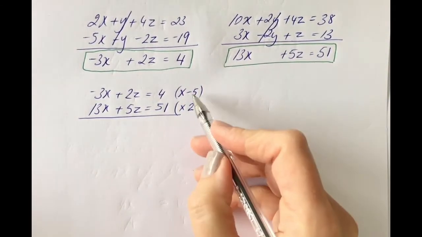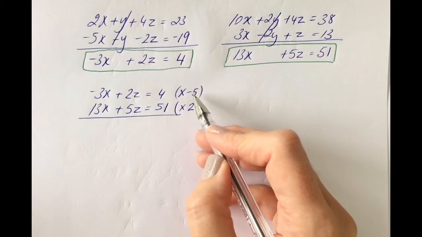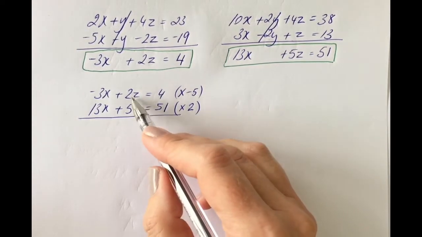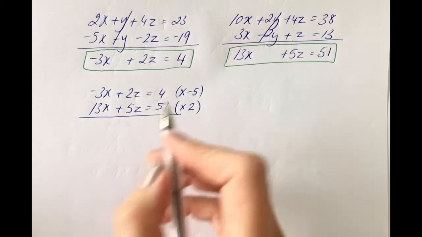Okay, I just need to make sure one of them has a minus, so that's why I chose the top to be a minus. If I make this one into 10z and this one into 10z, then that's going to be a minus 10z on the top and a plus 10z on the bottom. Okay, so let's do that.